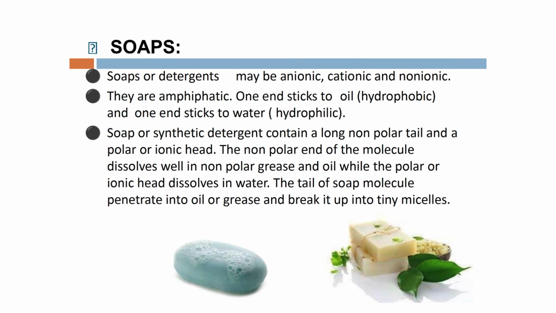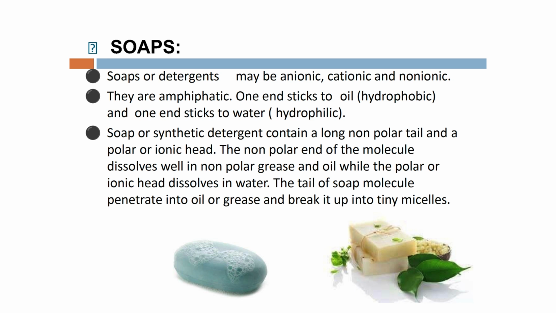Soaps or detergents can be anionic, cationic, or non-ionic. They are amphipathic, meaning one end of the molecule is hydrophobic, it sticks to oil, and the other end is hydrophilic, it sticks to water. A soap or synthetic detergent molecule contains a long non-polar tail and a polar or ionic head. The non-polar tail dissolves well in non-polar grease and oil, while the polar head dissolves in water. When you wash, the tails of the soap molecules penetrate into the oil or grease and break it up into tiny structures called micelles, which can then be rinsed away.